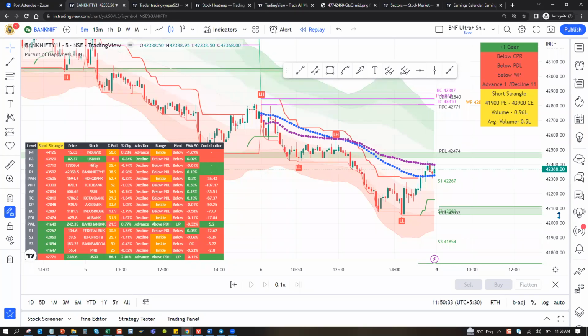Sir, just one question. I wanted to inquire whether we can use this for any stock or only index, and if index, can we use it also for Nifty 50?